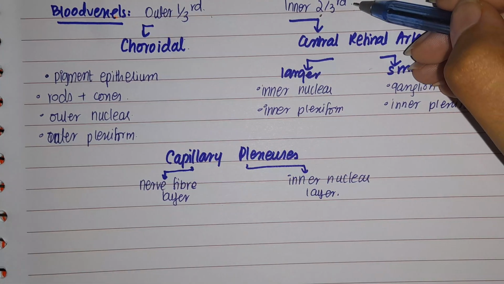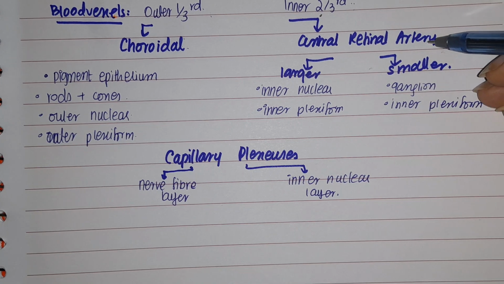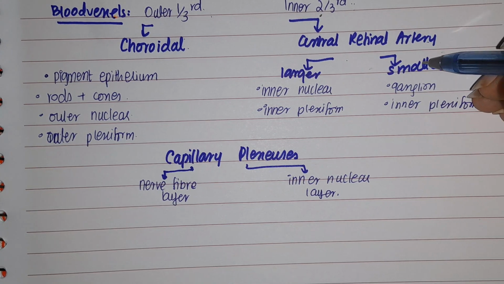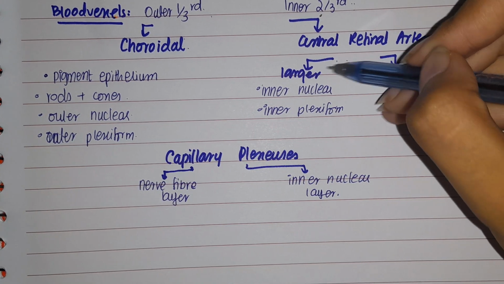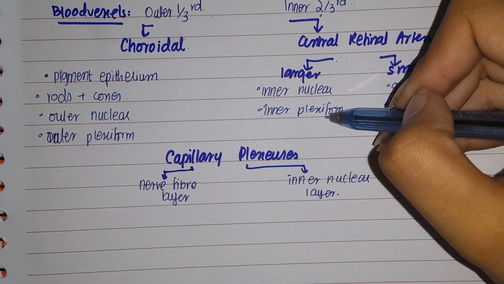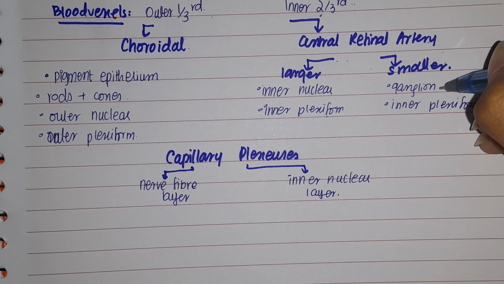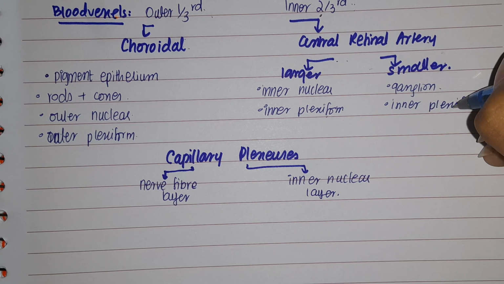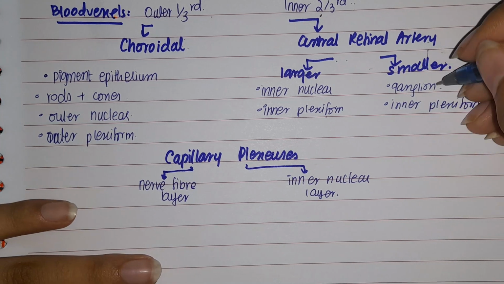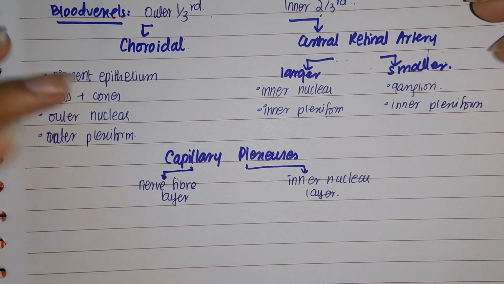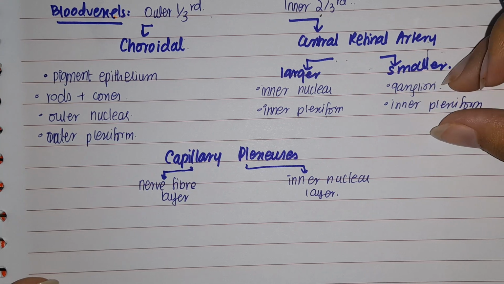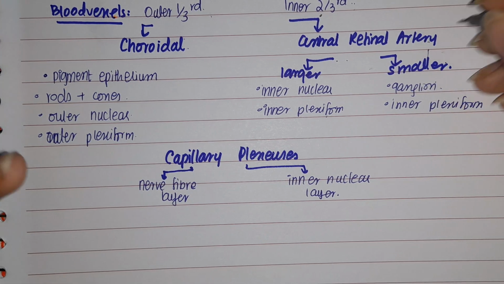Then the inner two-third is supplied by the central retinal artery, which has larger branches and smaller branches. Larger branches mainly supply the inner nuclear and inner plexiform layer, whereas the smaller branches are going to supply ganglion cells and the inner plexiform cells. These ganglion cells and inner plexiform cells are the region from where the inner segment begins.